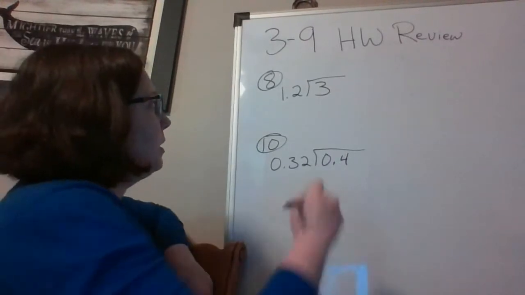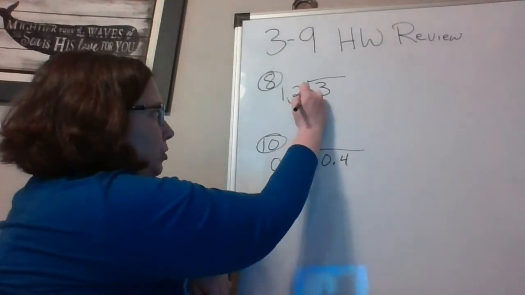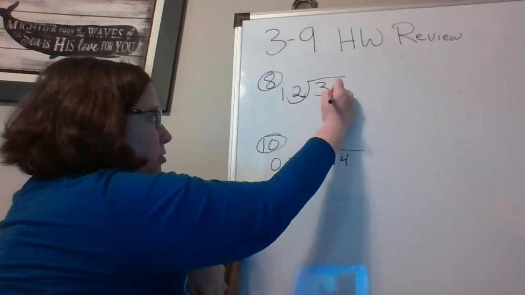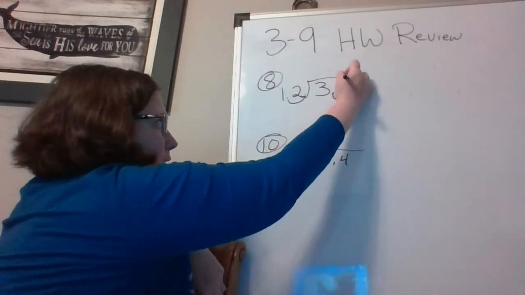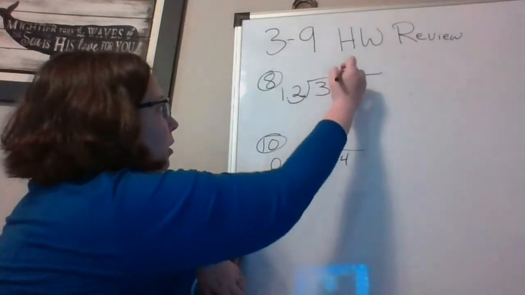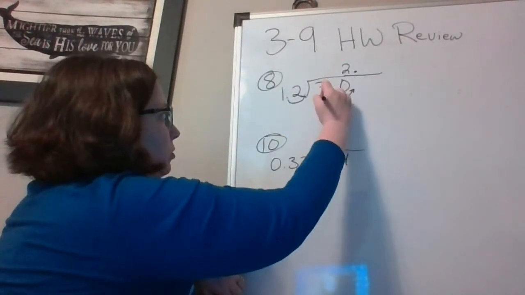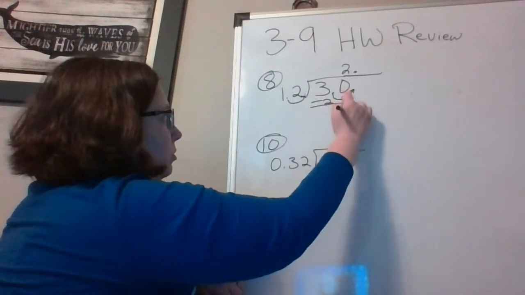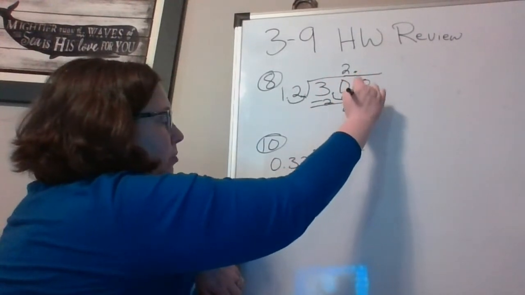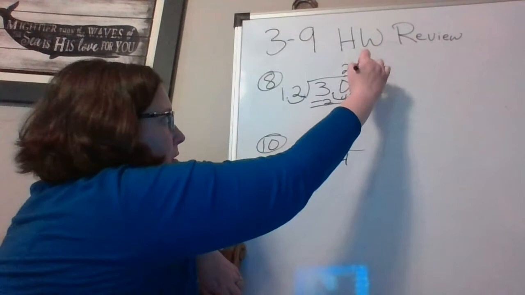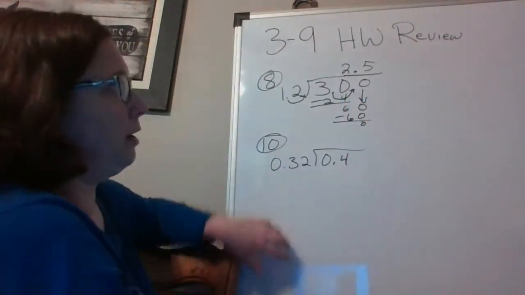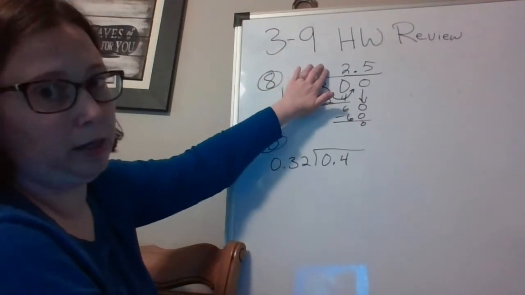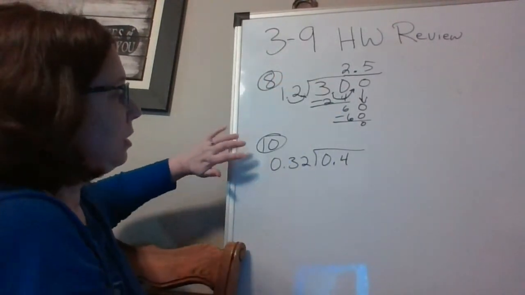Problems 8 and 10 are here. I need to get rid of my decimals first, and then I can divide. Add another 0 because I had a remainder still. And now that I don't have a remainder, we're done with number 8, and our answer is 2 5/10.